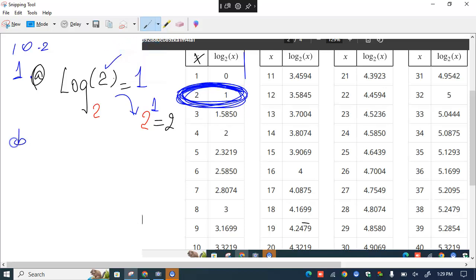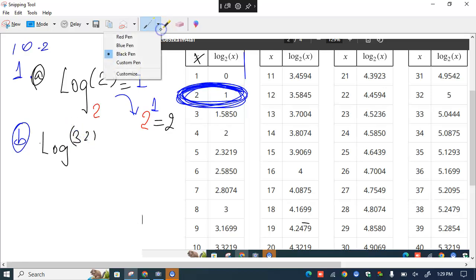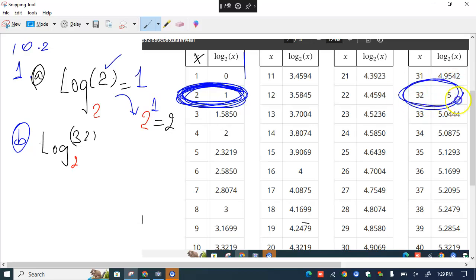The next one, B, is log base 2 of 32. So from the table, let's see, where is this 32? You go all the way. 32 is right here. So there you go, 32 takes to 5. So that means the answer is 5.